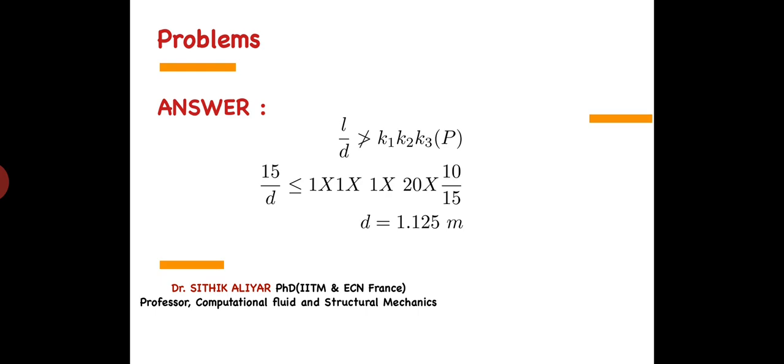And P value, permissible value, since the span length is more than 10 meter, you should multiply the 20 into 10 by span, if you remember. So 20 into 10 by 15, you cancel everything, you will get the depth. You understood? When the span length is very high, depth will obviously increase. So depth is 1.125 meter.